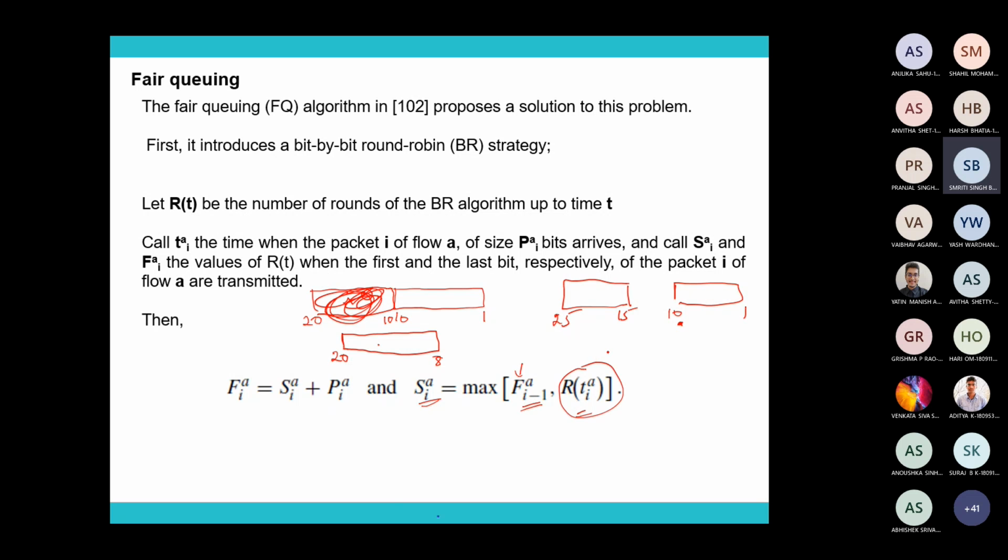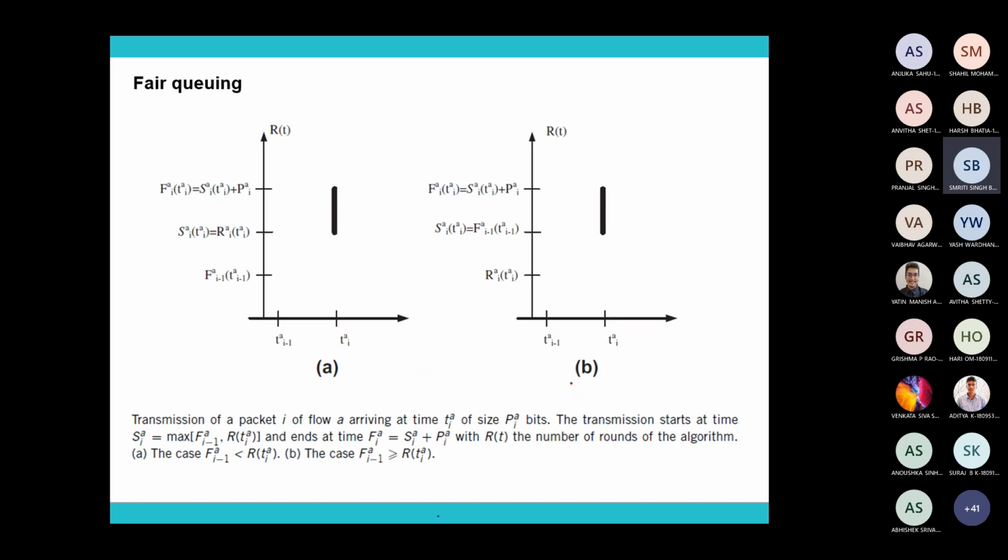Now what exactly does this refer to? This refers to the arrival of this. Even though this has finished, the second one has arrived late. So then the second packet will start at this one, 15. Because of that only it is F(i-1), A, comma this. Yes, so the same thing is represented here, right?